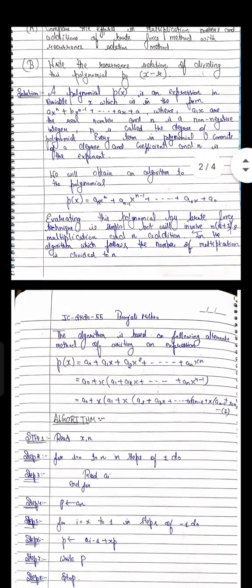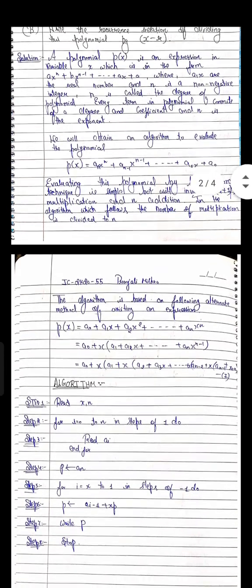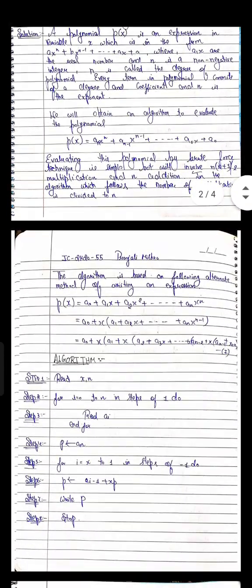A polynomial p of x is an expression in variable x which is in the form of this, where a1x are the real numbers and n is a non-negative integer. N is called the degree of polynomial. Every term in polynomial consists of a degree and coefficient, n is the exponent. We will obtain an algorithm to evaluate the polynomial.